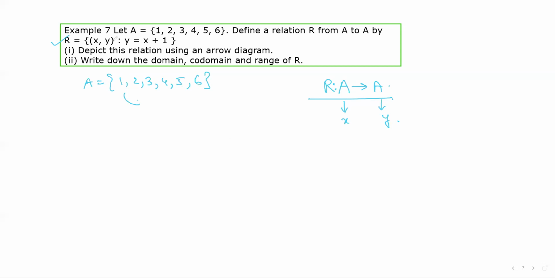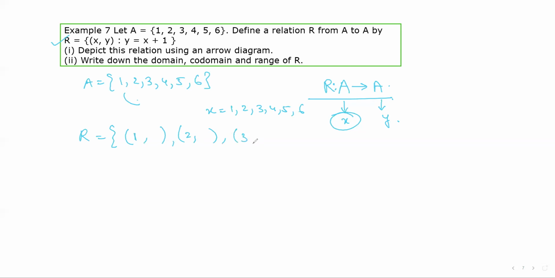Because your R is defined from X to Y. X, comma Y. X represents the first elements of set and Y represents the elements of the second set, and both sets are A over here. So when you place these values of X, we can say that X can be 1, 2, 3, 4, 5, and 6.